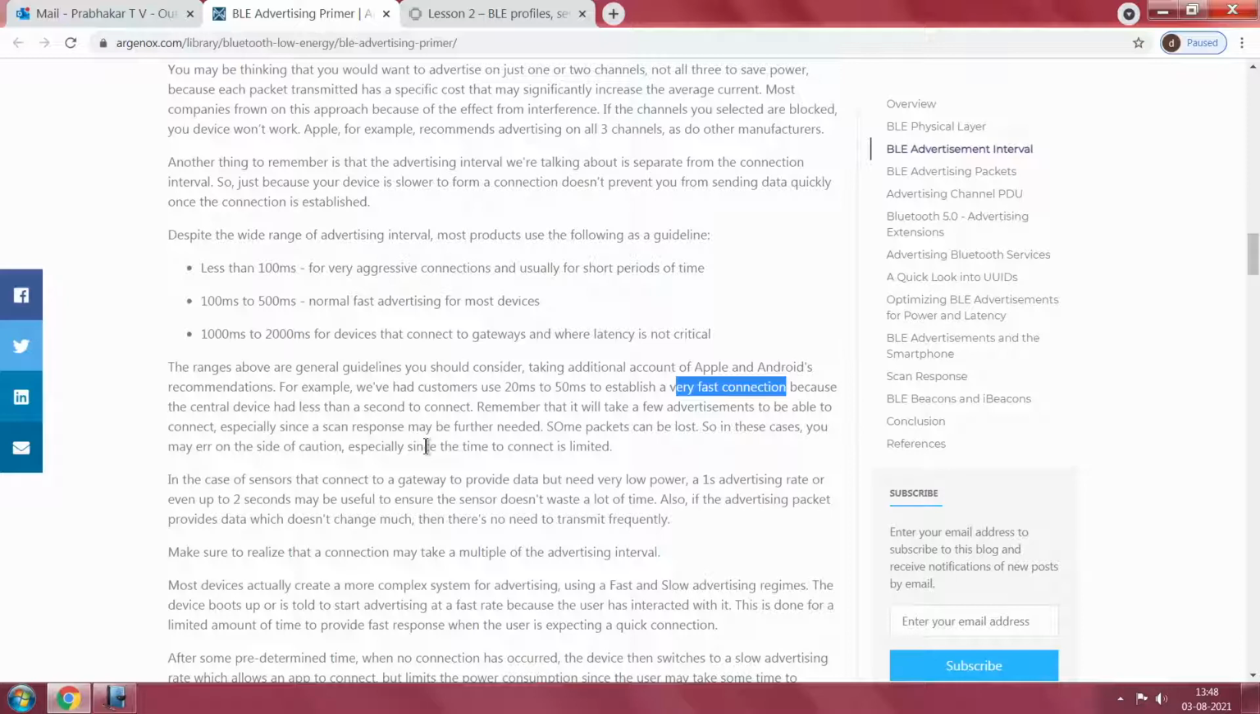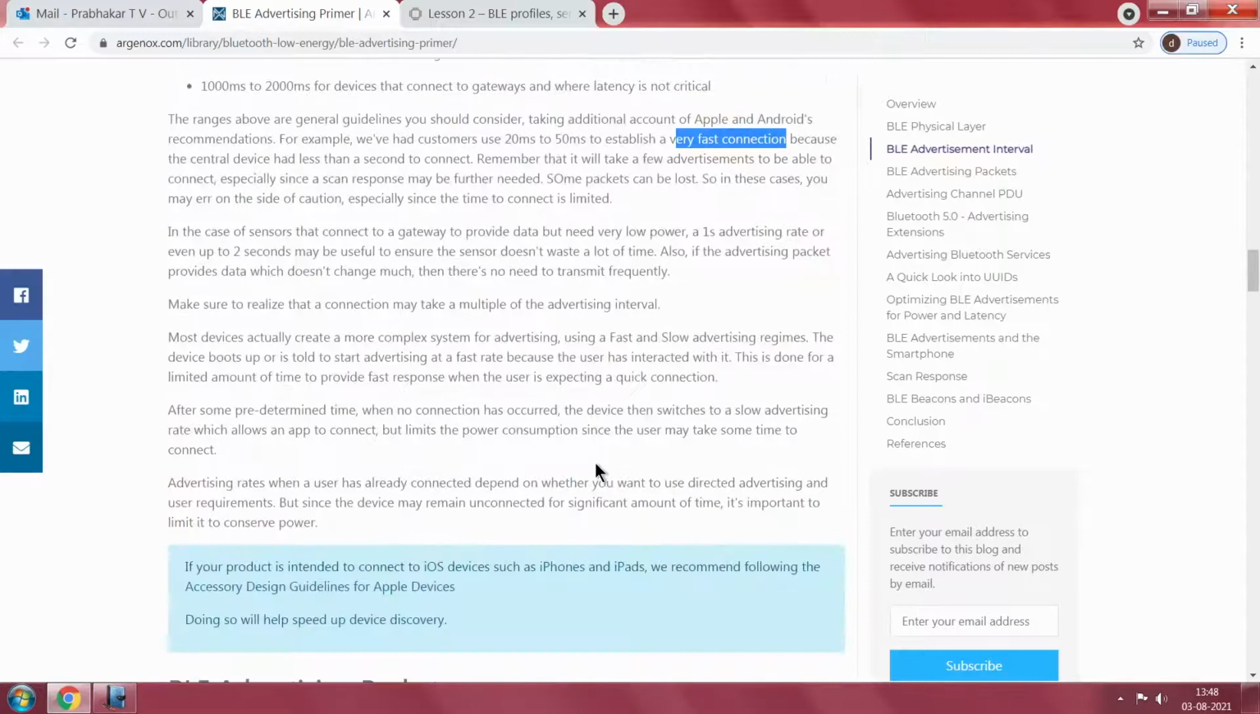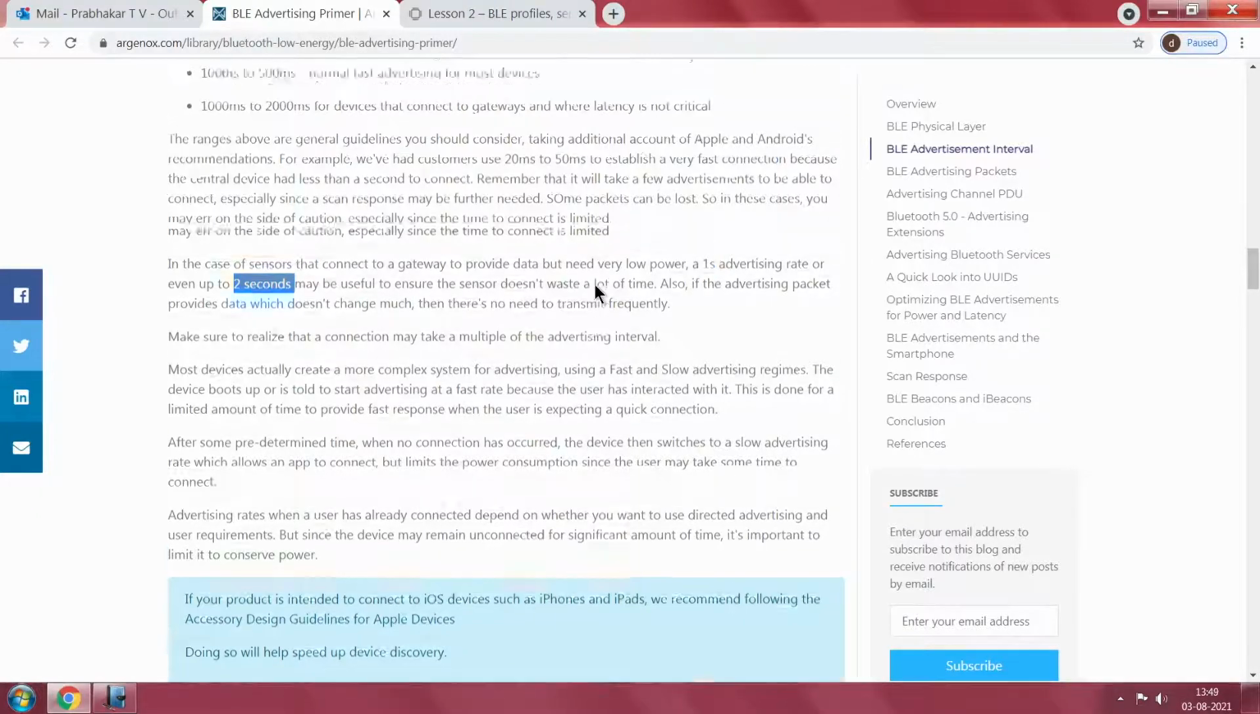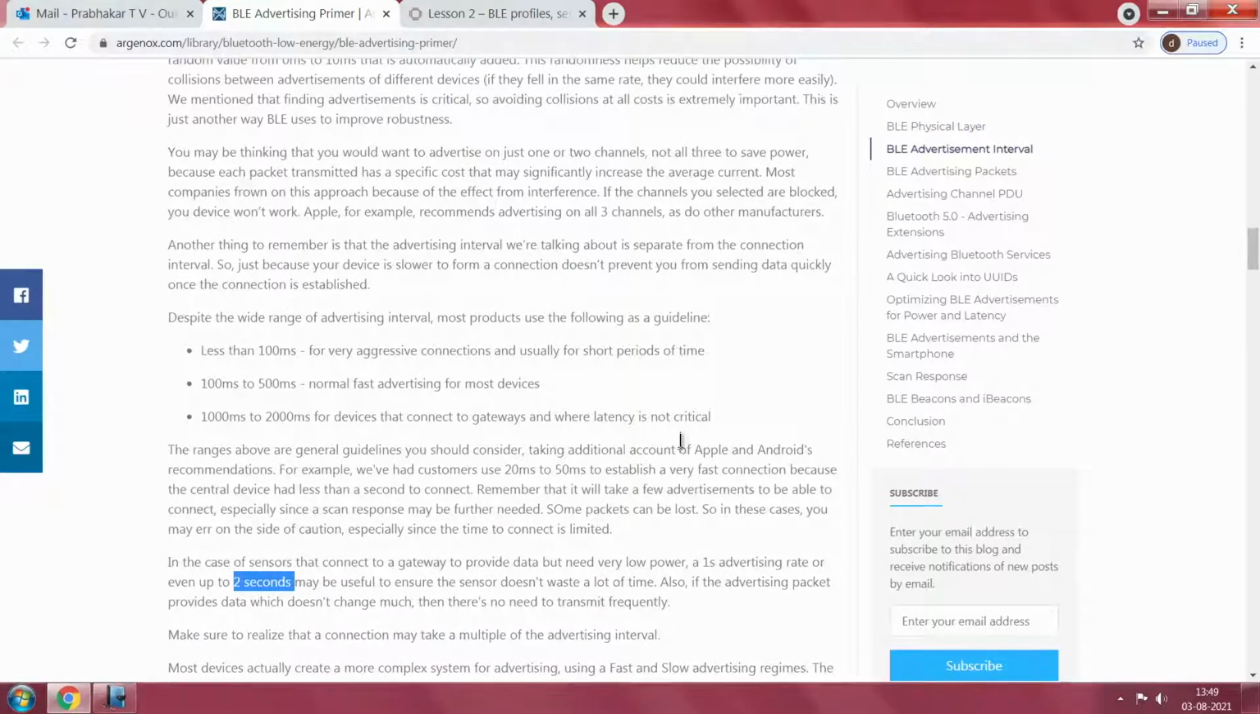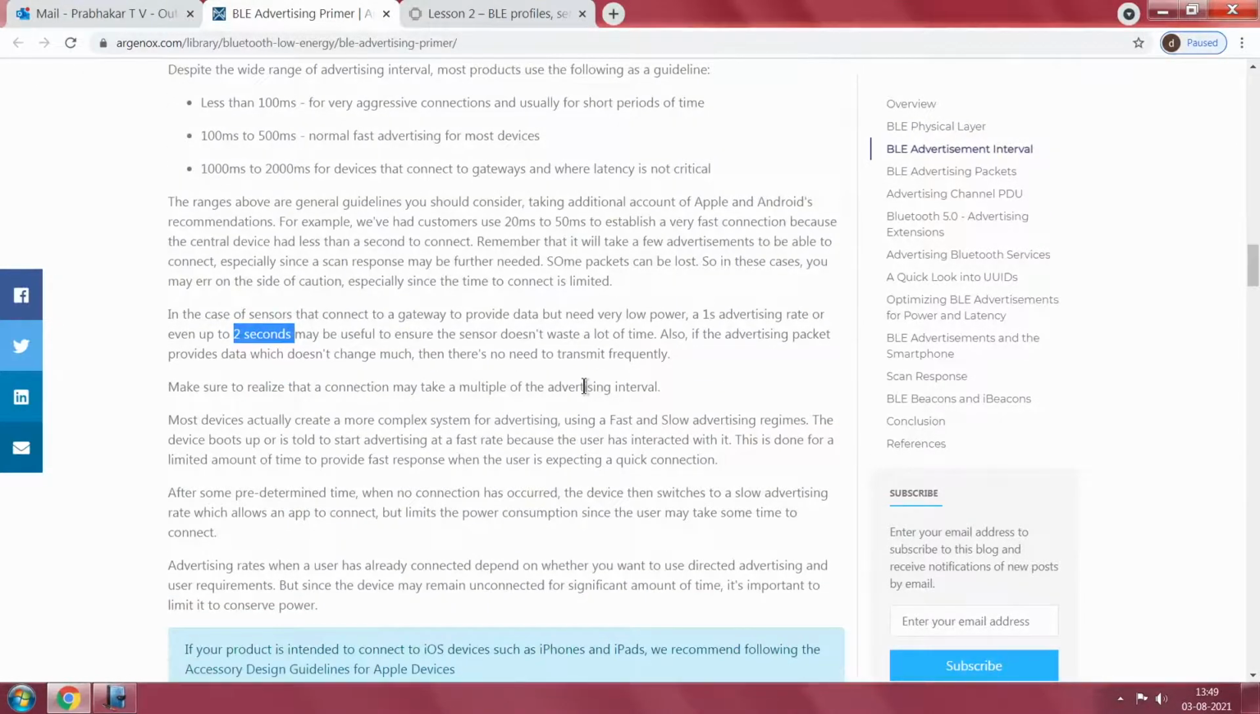In these cases you may err on the side of caution, especially since the time to connect is very limited. There are issues of connecting fast. While you get a fast connection, there are also compromises in terms of packet losses, and battery power takes a beating, right. All these issues have to be borne in mind. If you are talking about sensors that connect to a gateway, he wants you to put anywhere between 1 second to about 2 seconds and says that this is already good enough for you, because that is what it is for devices that connect to a gateway where latency is not all that critical, so you choose that.